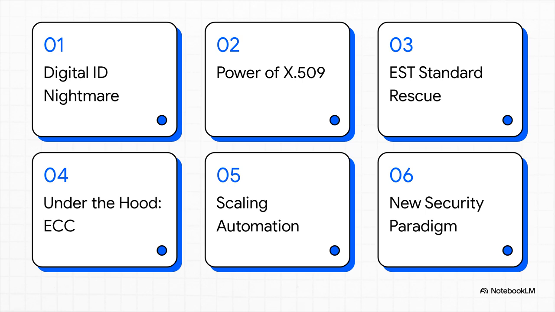Okay, let's dive right in. Here's our roadmap for today. We're going to start with the digital ID nightmare, move on to the power of X.509, and then explore the EST standard rescue. After that, we'll look under the hood at ECC, see how to scale it all with Trustlix, and finally wrap things up with the new security paradigm.